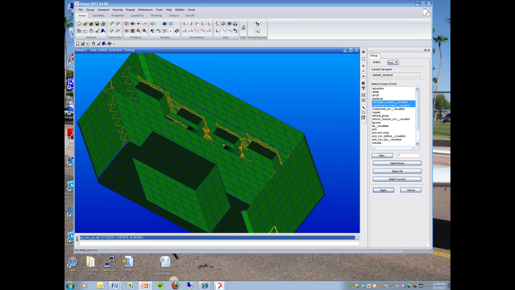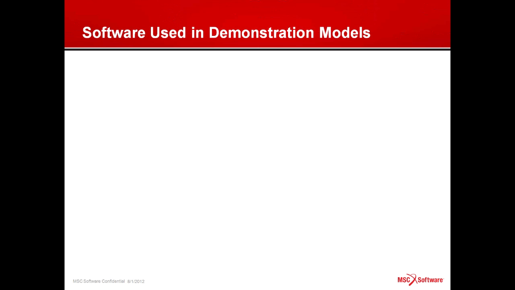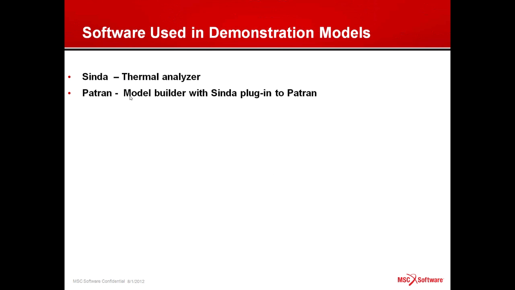So now let me pull my last slide in here to show you what software we used during this demonstration. We used Sinda as a thermal analyzer. We used Patran as a model builder with the Sinda plugin, which gave us a thermal interface with all thermal materials and loads. We used SindaRad to compute the view factors, and it does run on multiple cores. I only had 2 on this machine. If I run on a 4-core processor, it will run even faster.